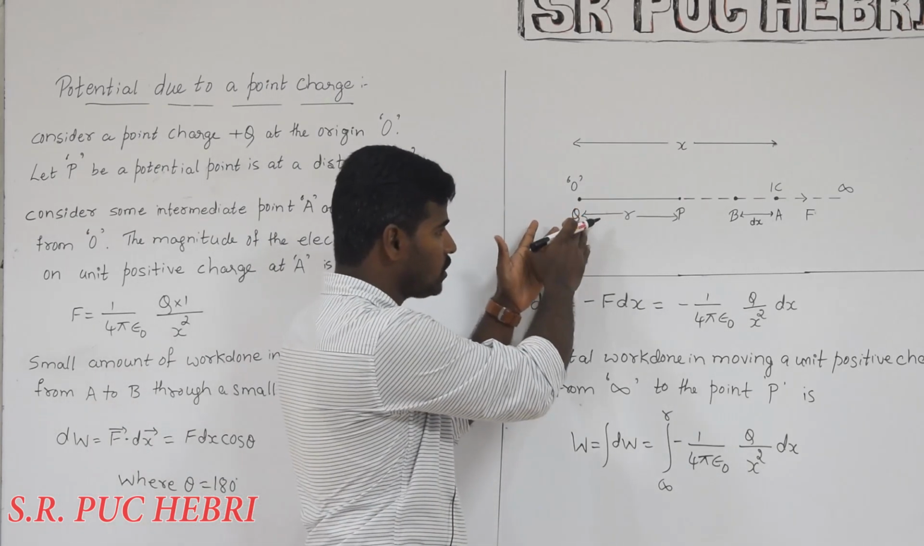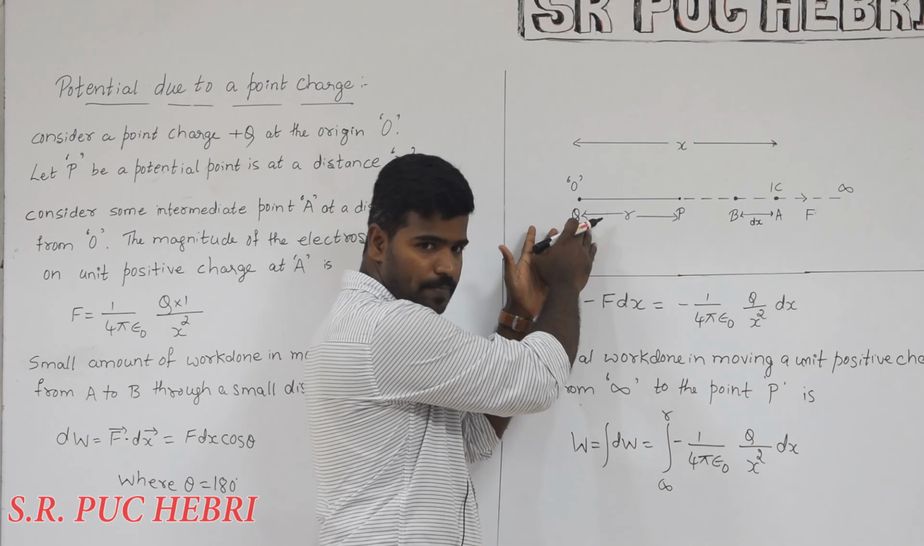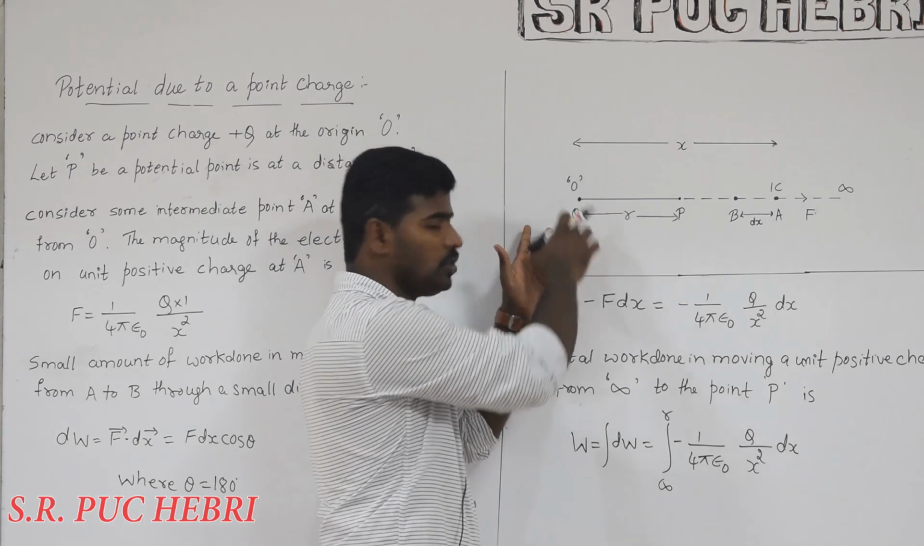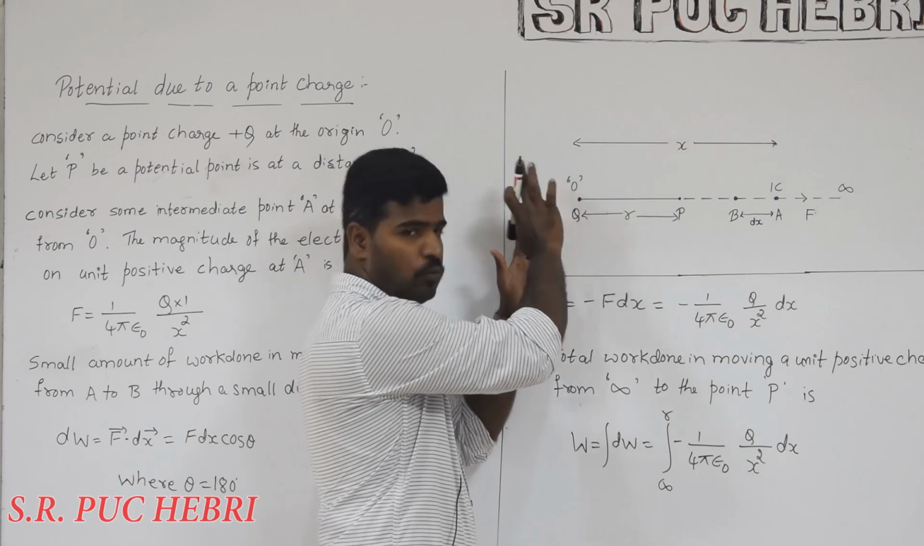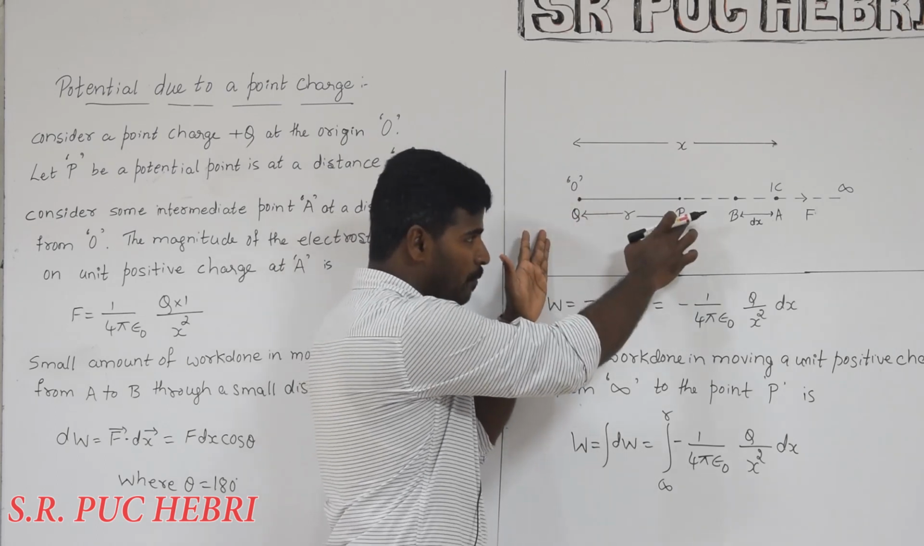Consider the source charge. Q is considered to be a source charge that is also said to be a point charge that is considered at the origin, that is expressed by O. Let P be a point.